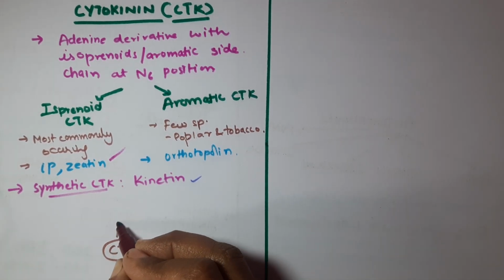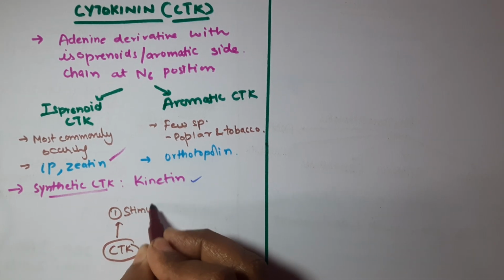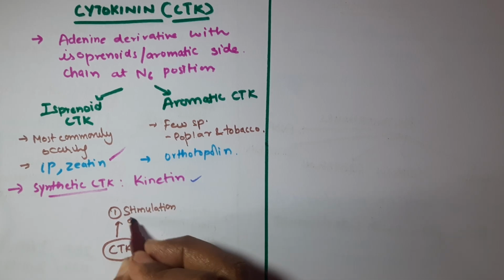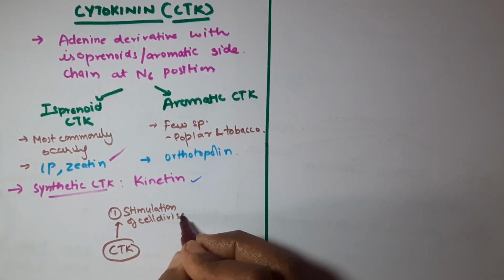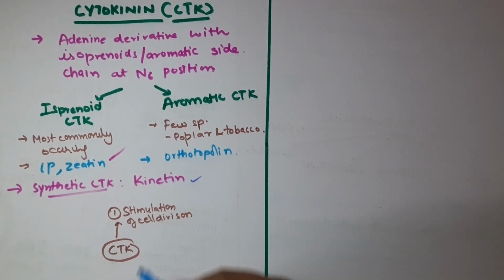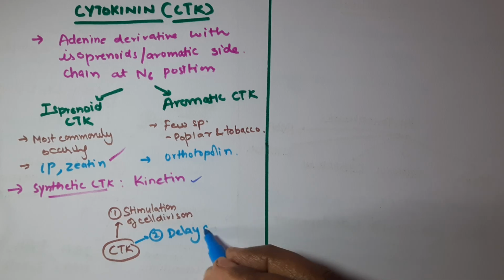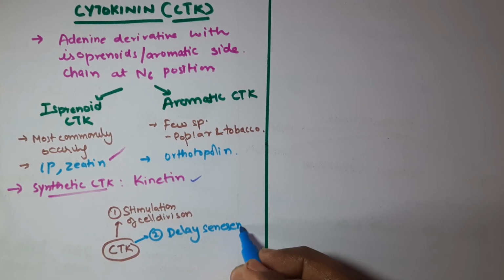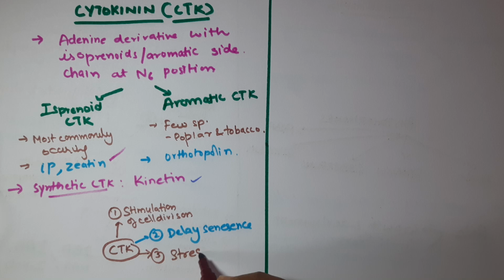So the first function of the cytokinins is stimulation of cell division. I told you already, cyto means cell, kinin is division. So it will stimulate cell division. Then cytokinin delays senescence. Senescence means the aging process of the plant will be slowed, and eventually the lifespan will be elongated. Then cytokinin plays a role in stress tolerance improvement.